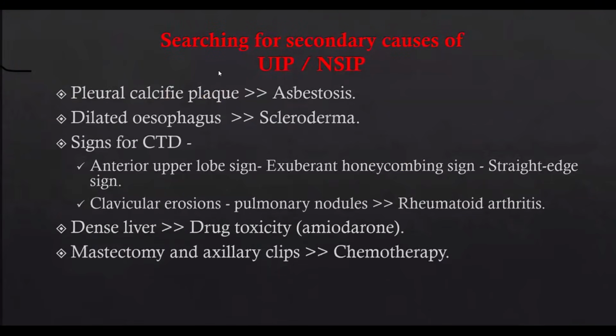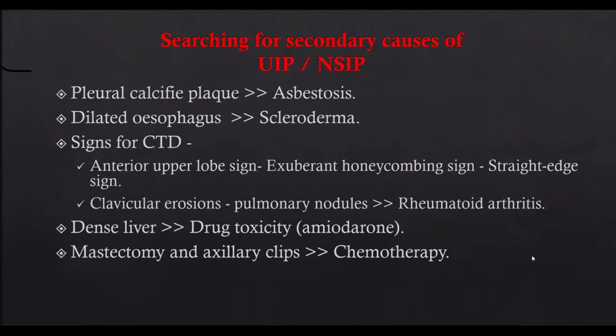In any case of UIP or NSIP, you should search for secondary causes. You should search for any pleural calcified plaques, asbestosis, dilated esophagus, scleroderma. Search for any signs of connective tissue disease, as we said, anterior upper lobe sign, exuberant honeycombing, straight edge sign. Sometimes clavicular erosions, pulmonary nodules. You can think of rheumatoid arthritis, dense liver, drug toxicity, amiodarone toxicity, mastectomy, and axillary clips for chemotherapy.